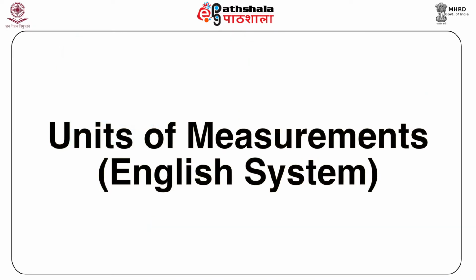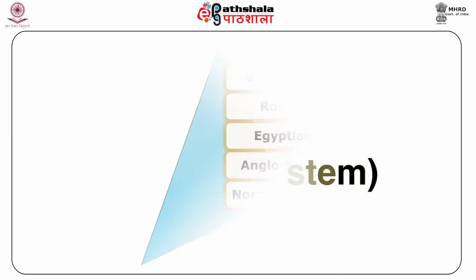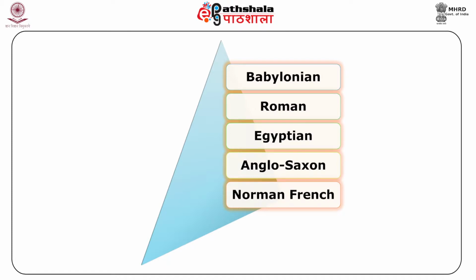Now let us learn about units of measurement, which is the English system. The measurement scheme generally used in the United States even today is almost the same as that which was brought to them by the colonists of England. These procedures have their roots in assorted cultures like Babylonian, Roman, Egyptian, Anglo-Saxon, and Norman French.